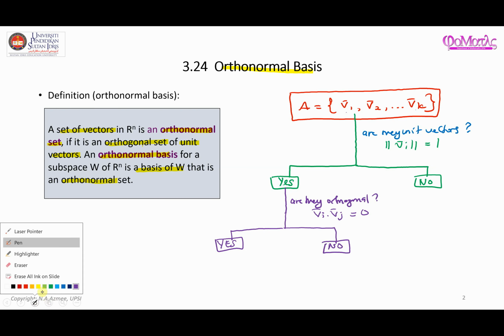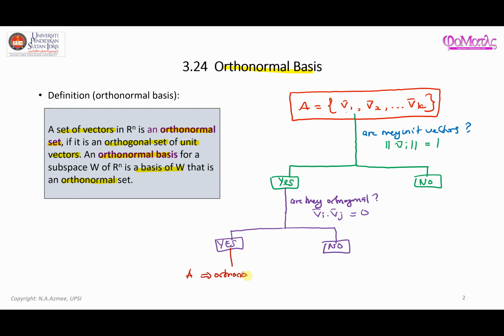If the answer is yes, then we say that A here is an orthonormal set. This A is called an orthonormal set because they are unit vectors and they are also orthogonal. So that's the first idea that is given here.